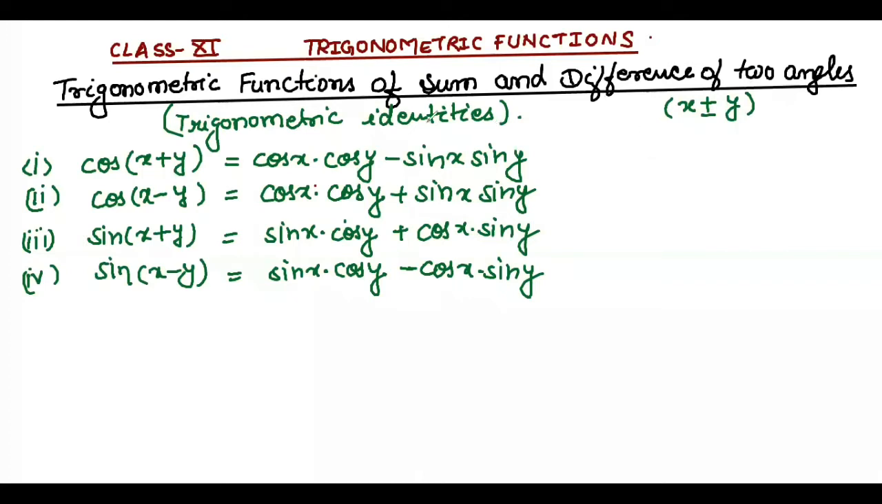So these are called trigonometric identities also. So here four trigonometric identities I have written. Cos of x plus y is equal to cos x into cos y minus sin x into sin y. Cos of x minus y is equal to cos of x into cos of y plus sin of x into sin of y. Sin of x plus y is equal to sin of x into cos y plus cos of x into sin y. And sin of x minus y is equal to sin of x into cos y minus cos of x into sin y.